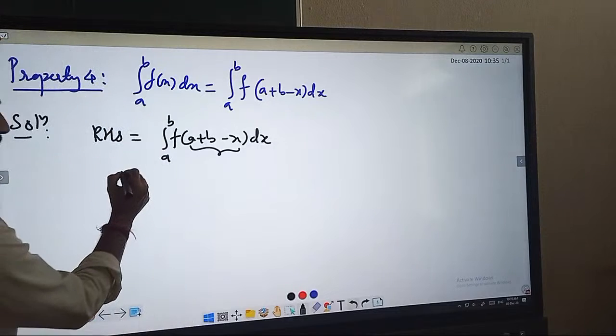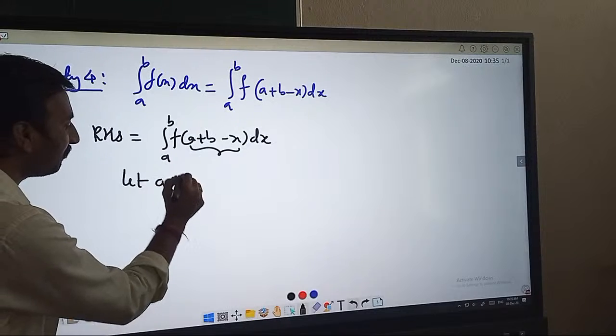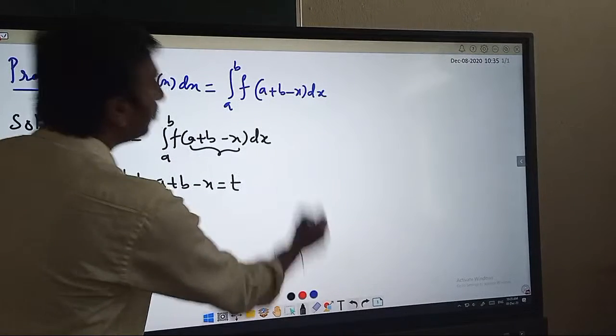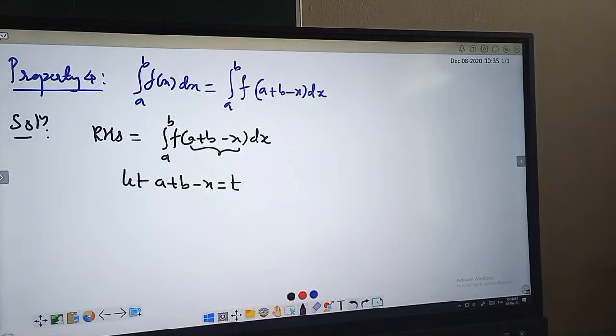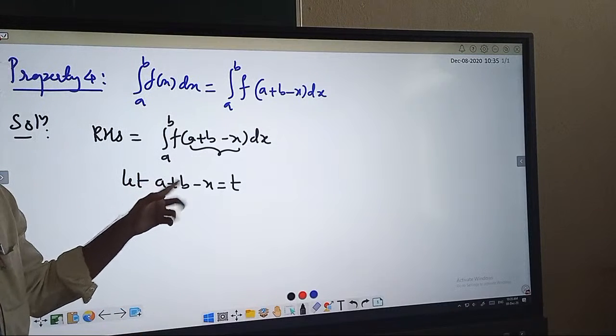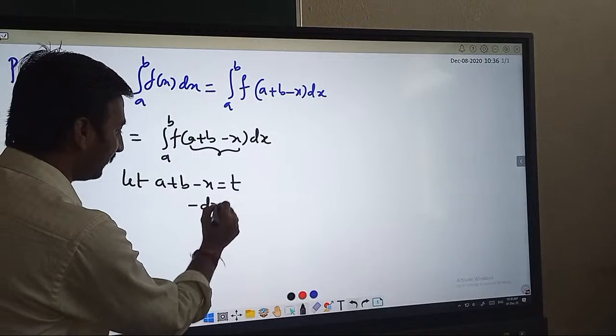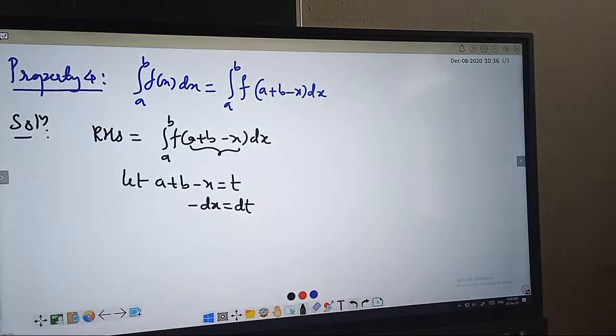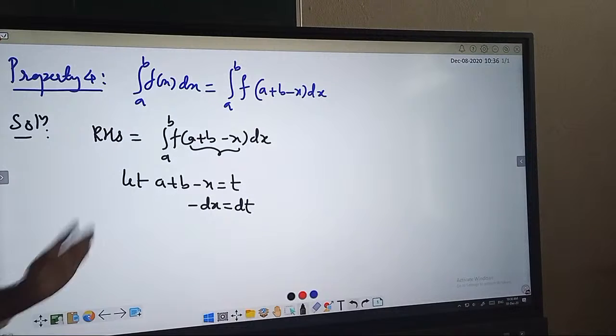So now what I do here, I say let a + b - x equal t. a + b - x equal t. What is the derivative of this now? a is 0, b is 0. It is minus dx equal to dt. Correct? Minus dx equal to dt.